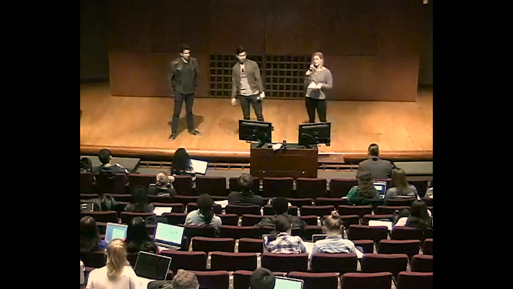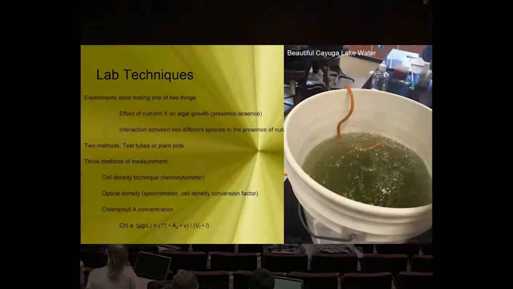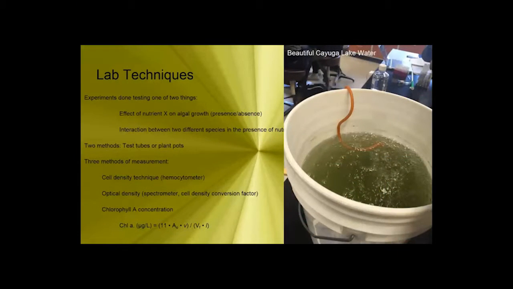All right, so just to go back to lab and review the techniques that we used, there were basically 2 different experiments, the presence-absence experiments and then the interaction between 2 species experiments. For the presence-absence experiments, you either use a test tube or plant pot method. The plant pot method was used to have a slow release. And then you had the 3 methods of measurement, depending on the experiment that you used.